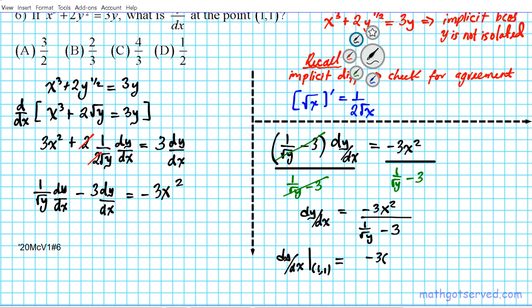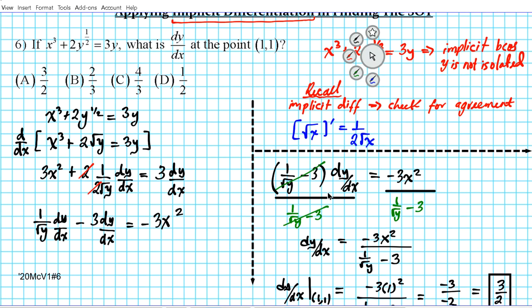So you have negative 3 times 1 squared divided by 1 over root 1 minus 3. And then we just PEMDAS this real quick, and you get negative 3 over 1 minus 3, which is negative 2. And then your final answer is positive 3 over 2. The answer to question number 6 is option letter A. Okay, so this is basically how you find the derivative at a point implicitly.